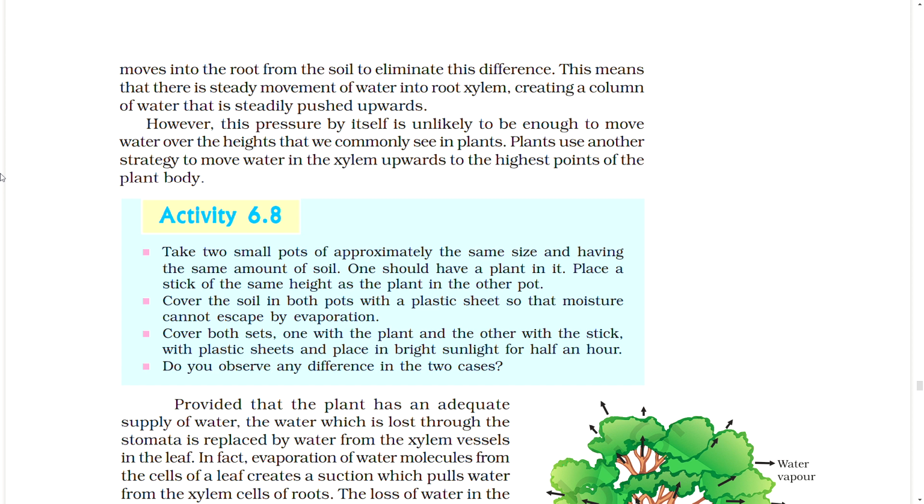Activity. Take two small pots of approximately the same size and having the same amount of soil. One should have a plant in it. Place a stick of the same height as the plant in the other pot. Cover the soil in both pots with plastic sheets so that moisture cannot escape by evaporation. Cover both sets, one with the plant and the other with the stick, with plastic sheets and place in bright sunlight for half an hour. Do you observe any difference in the two cases?